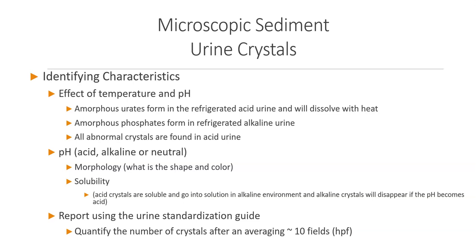All abnormal crystals are found in acid urine. pH, acid, alkaline, or neutral, will help you in classifying crystals that you may find. The morphology, the shape and color, the solubility. Acid crystals are soluble and go into solution in an alkaline environment, and alkaline crystals will disappear if the pH becomes acid. It's very important that you use a urine standardization guide, and that you report out your results as your laboratory protocols require.